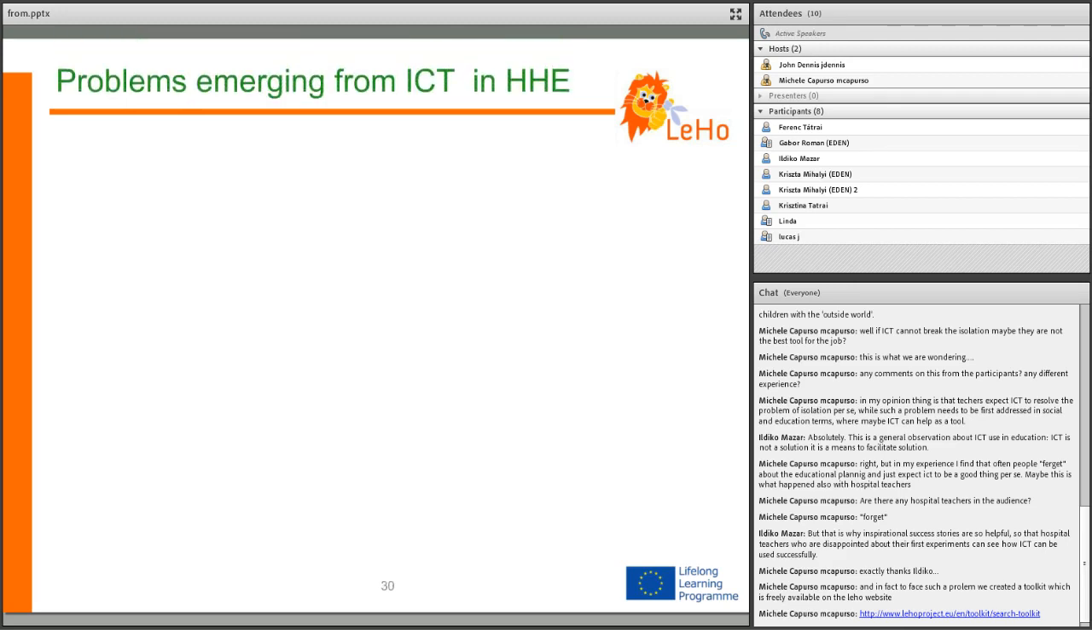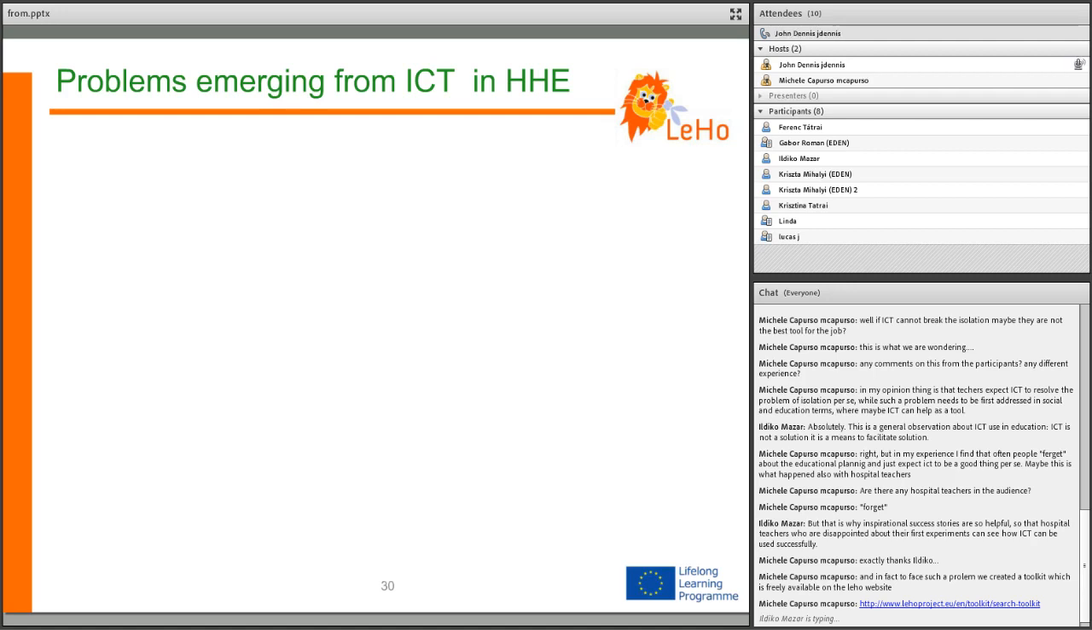Okay, so problems emerging from ICT in the home and hospital education. You should be seeing a table of problems. The most frequent problem was technical factors, about 17% of all problems, followed by administration or connectivity factors, the ability of that ICT to be connected and used properly.